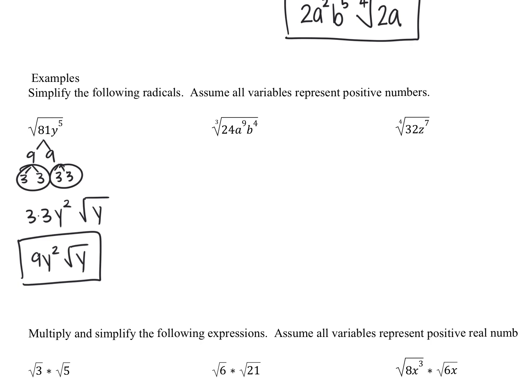For the cube root of 24, a to the 9th, b to the 4th, I'm going to break it down as 8 times 3. It is not the only way you can break it down. 8 is 4 times 2. 4 is 2 times 2. So I have 3 2's that I can bring outside my cube root. A to the 9th, there are 3 groups of 3, and b to the 4th, there is 1 group of 3. And then underneath my cube root, I still have a 3 and a b.